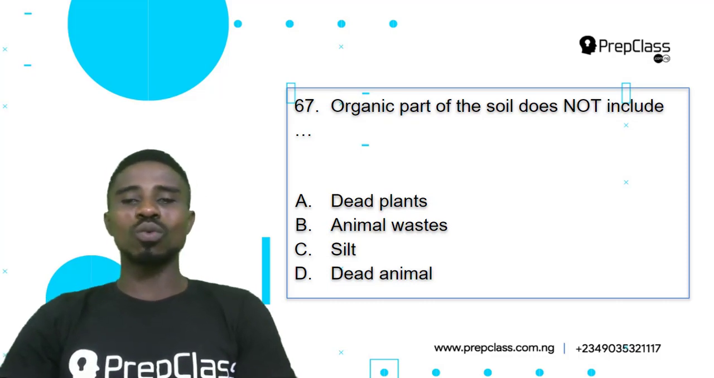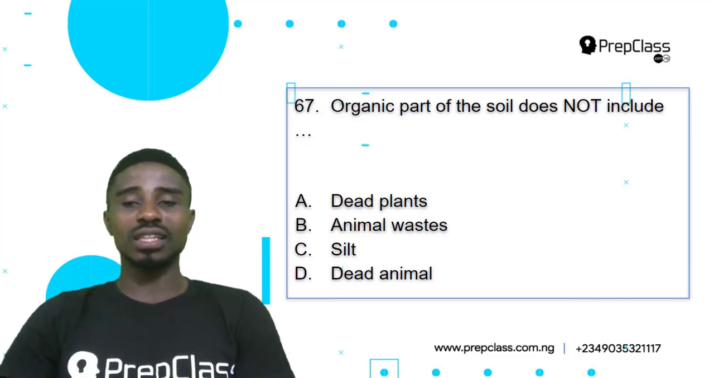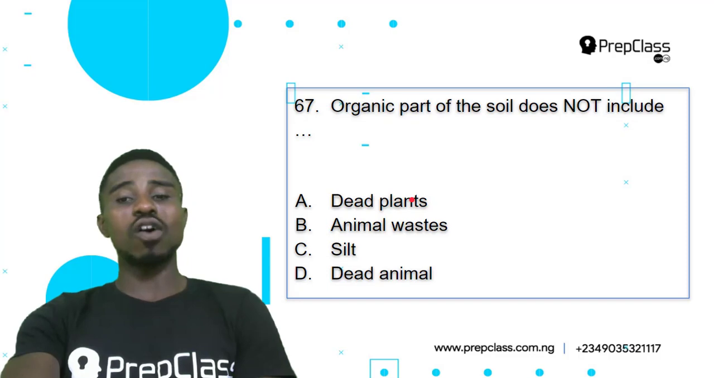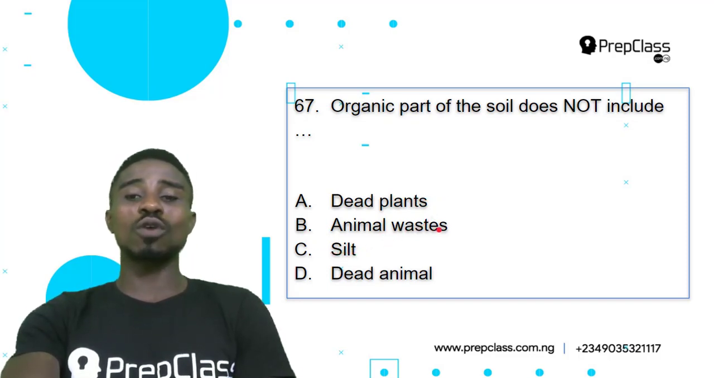Now, when you're talking about the word organic, organic has to do with things that are gotten from living things, or things that are gotten from previously living things. Anything that has to do with a living thing or once living thing is termed organic. So option A, dead plants. Dead plants were once living, so they are organic.